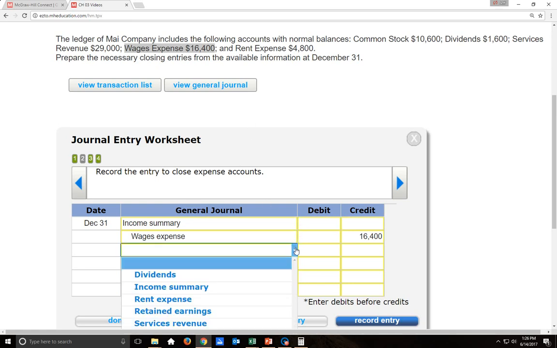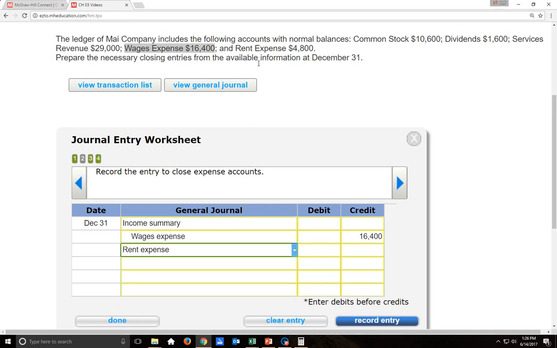We know we're going to have involved rent expense. Rent expense, like all expenses, has a normal debit balance. This debit balance, $4,800. How do we make that debit balance of $4,800 go away? Well, we're going to give it a credit entry for $4,800. And then with that, we have closed out both of the expense accounts now mentioned in the problem.